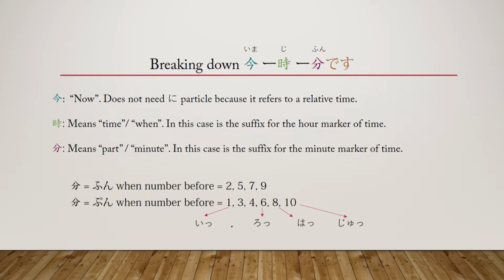So for example, if you had 6 minutes, then it would be ropun, not rokufun. That is not correct. It's ropun. It's actually kind of used to make the speech faster. Maybe at one time it was rokufun, but just try saying that. It's kind of hard to say. So over time it just got shortened and shortened until it's basically ropun. So it can be said in one fluid motion. Same with all these other ones. We have ippun, happun, and juppun.